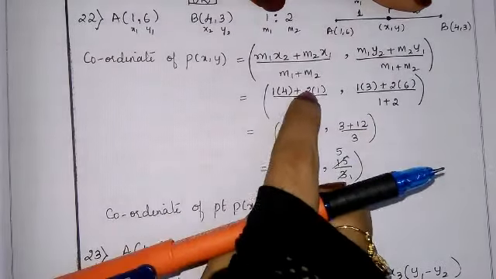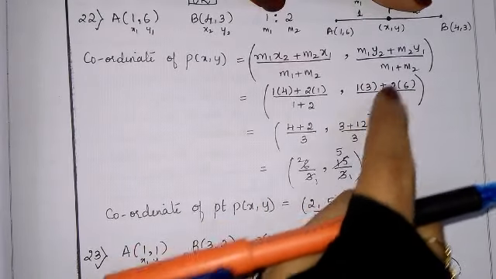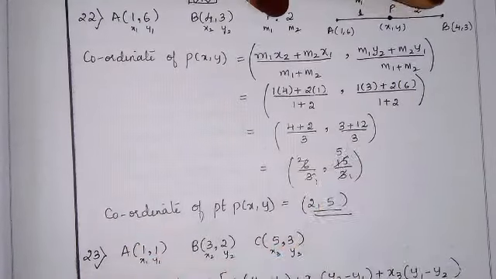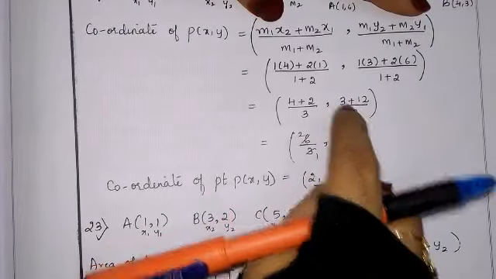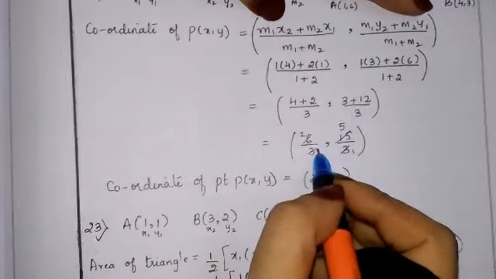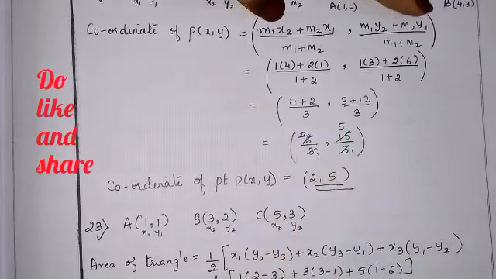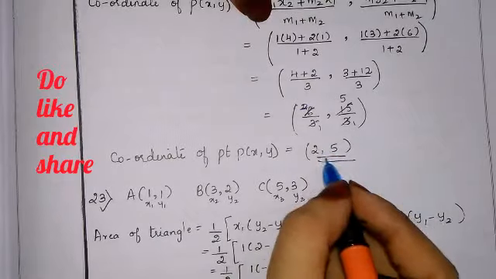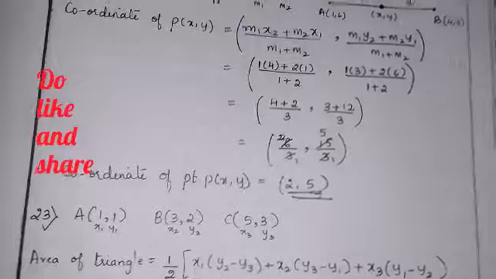4 ones are 4, 2 ones are 2, upon 2 plus 1 is 3. 3 ones are 3, plus 2 sixes are 12, upon 3. So 4 plus 2 is 6, 6 by 3; 12 plus 3 is 15, 15 by 3. 3 twos are 6, 3 fives are 15. So the coordinates of the point are 2 and 5. So till question number 22 we have solved.